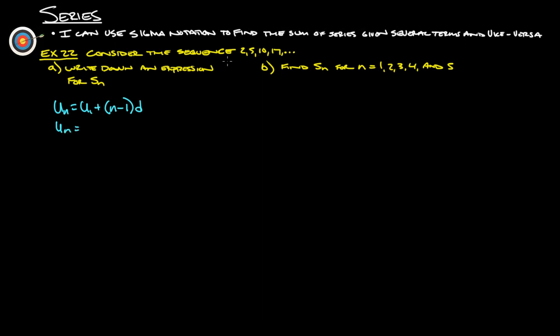So our formula, our u sub 1 is the first term, 2, and then we have n minus 1, and then the difference, we're adding 3. Let's see. Oh, we're doubling it. No, we're not. 2, 5, 7. Sorry, adding 3, adding 5, adding 7. So we're adding a different number each time.